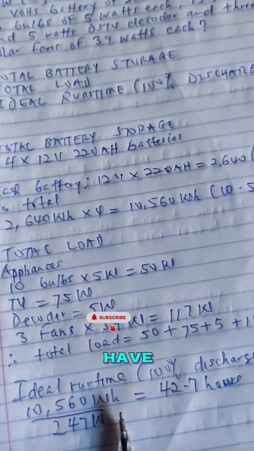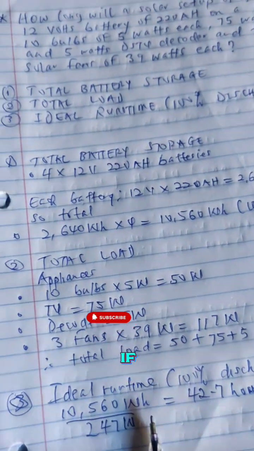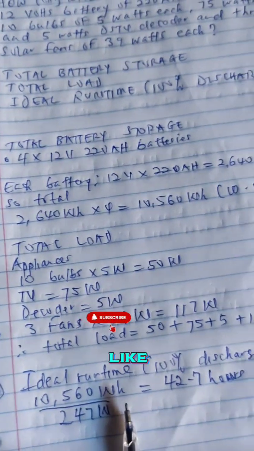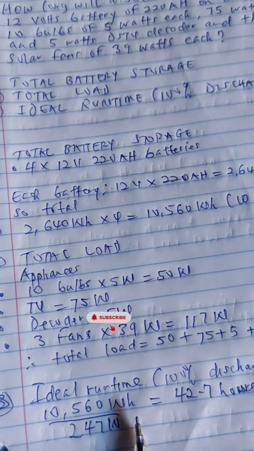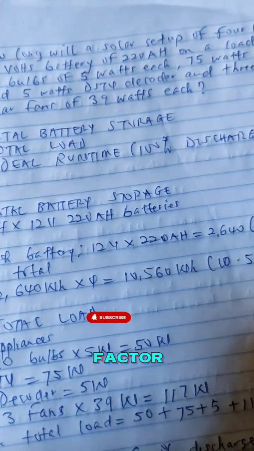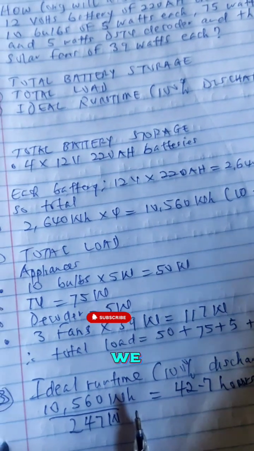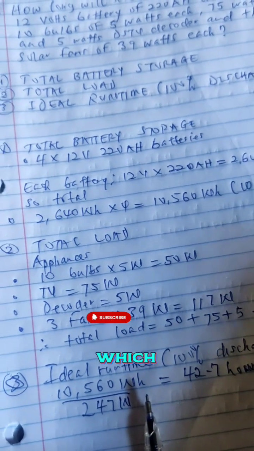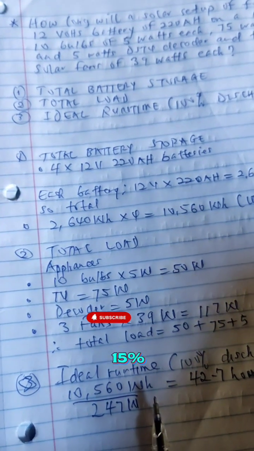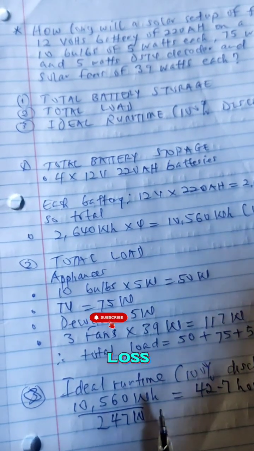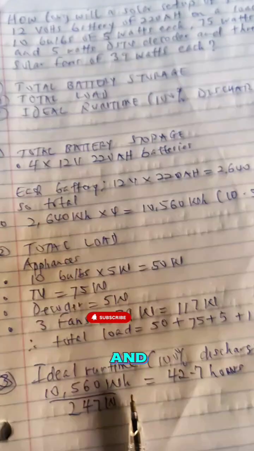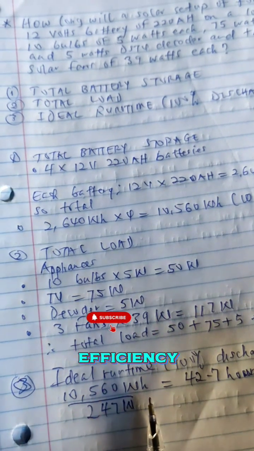Okay, that means if we don't have any other factor. But if we are going to consider real world usage factors, we must consider, one, inverter loss, which is going to be 10 to 15%, not greater than 10 to 15% loss. Then also battery loss, because as you are charging and discharging, the battery will be losing its efficiency.